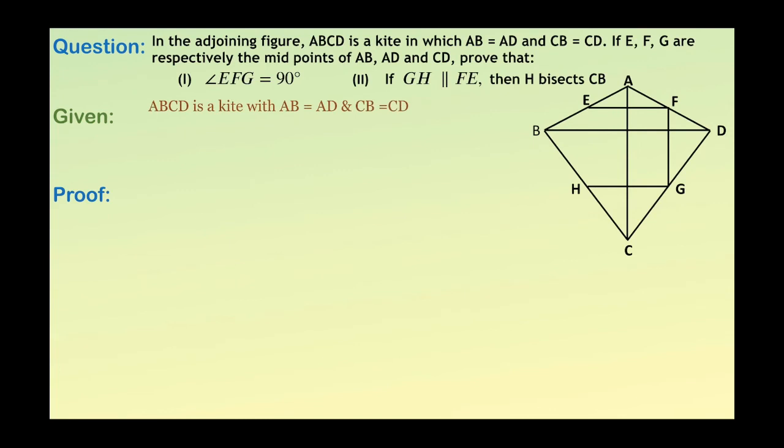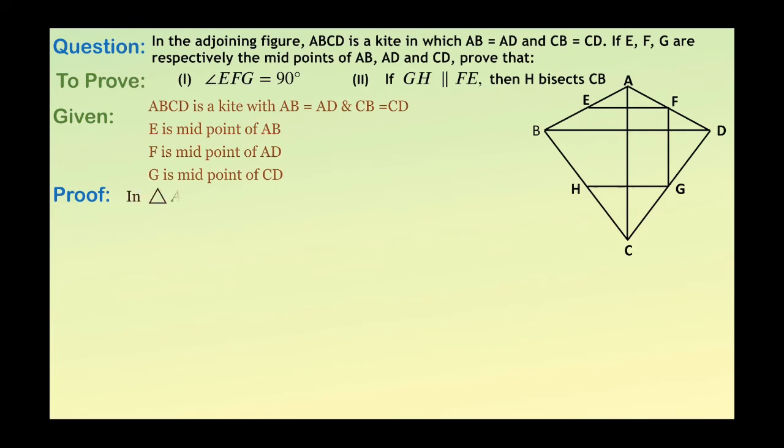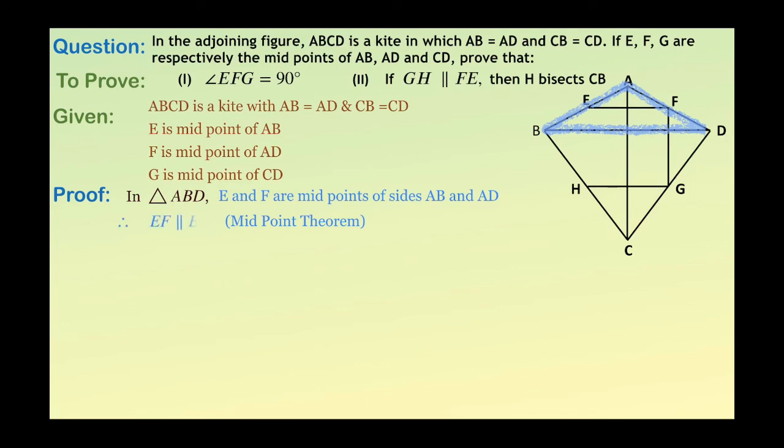So we are given a kite ABCD where AB equals AD and CB equals CD, and E is the midpoint of AB, F is the midpoint of AD and G is the midpoint of CD. We need to prove these two things. So in triangle ABD, we are given two midpoints E and F of sides AB and AD. So by the midpoint theorem, EF is parallel to BD, and EF is also half of BD, but that is not required here, so we are not writing it. Let's say this is equation 1.